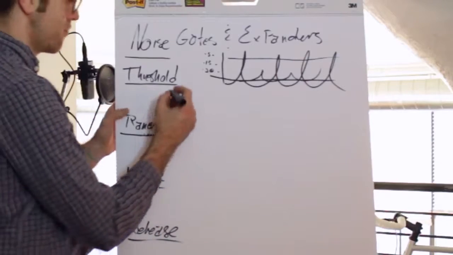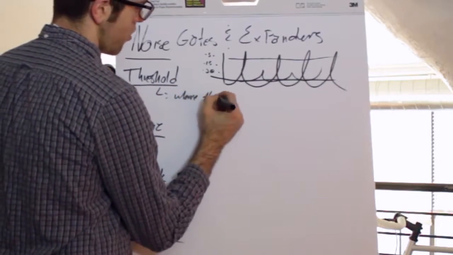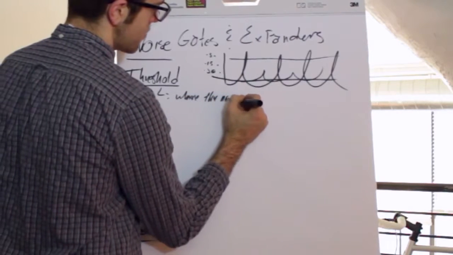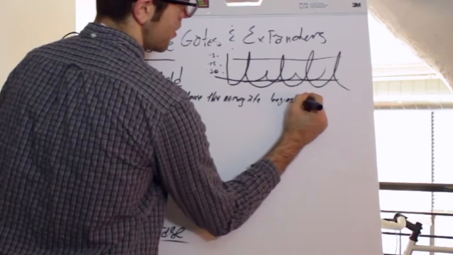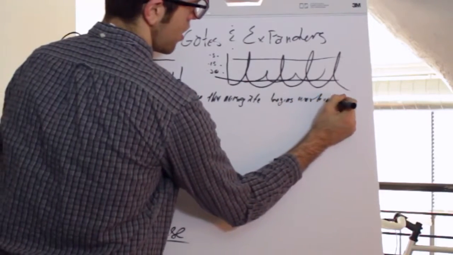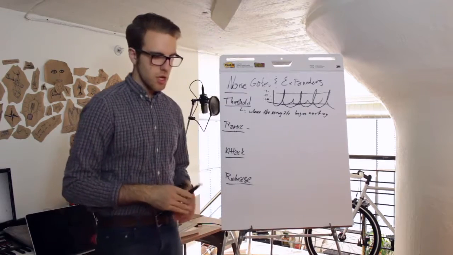So threshold, to define that, is where the noise gate begins working. Pretty simple. All right, let's talk about range.